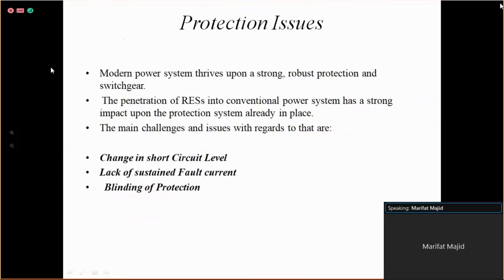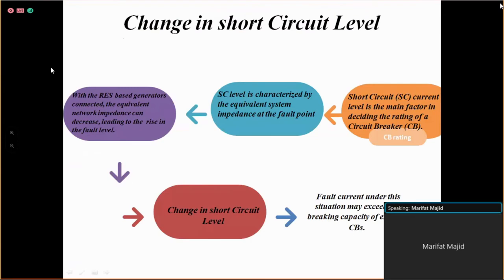Then another important issue with the grid connection of the renewable energy systems is of protection issues. We know that modern power system thrives upon a strong, robust protection and switchgear. And with the penetration of renewable energy sources into conventional power system, it has a strong impact upon the protection system that is already in place there. And the main challenges with regards to that are change in short circuit level, lack of sustained fault current, and blinding of protection.